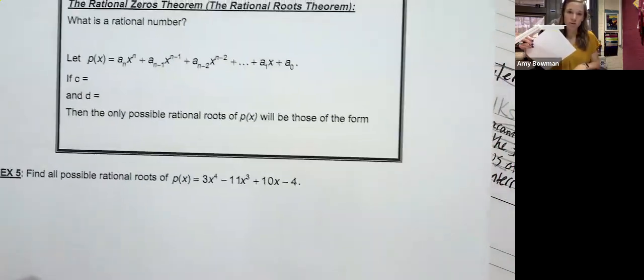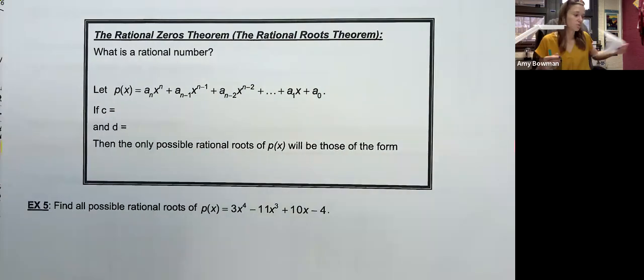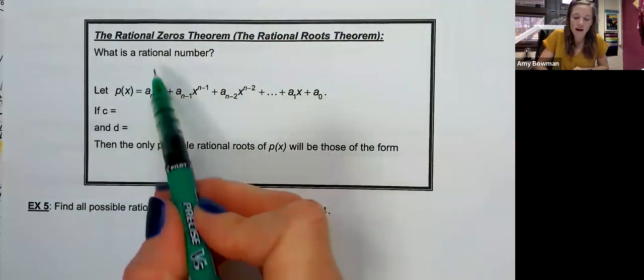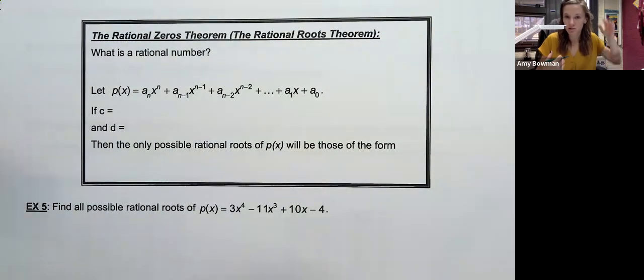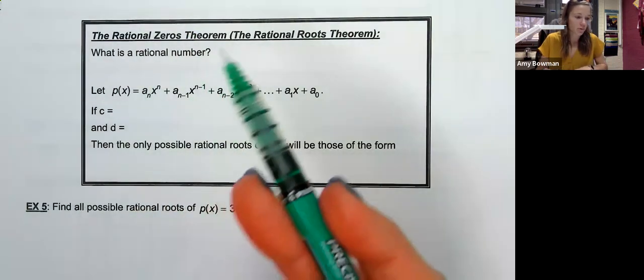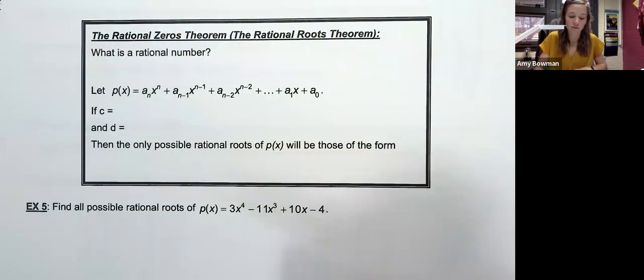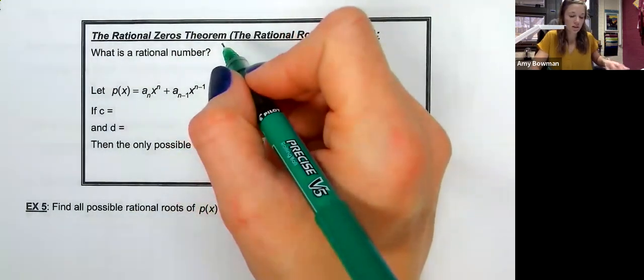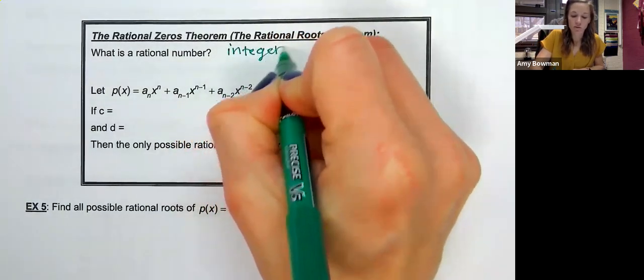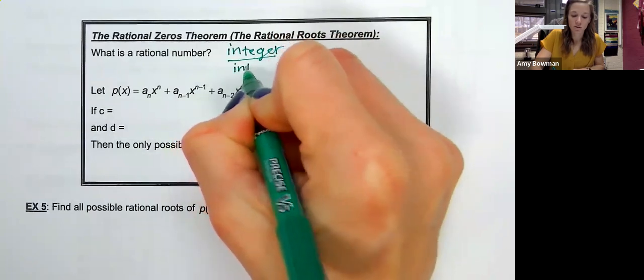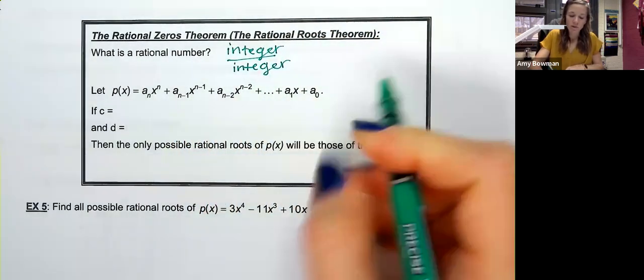I'm going to run through something called the rational roots theorem. So the rational roots theorem is a theorem that allows you to figure out all of the possible rational roots of a polynomial. Rational, so let's recap what rational is. It's basically a fraction of an integer divided by an integer. So I will write that down. An integer divided by an integer.